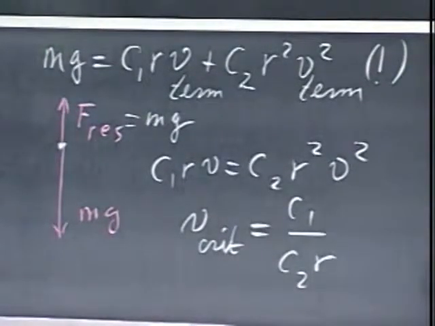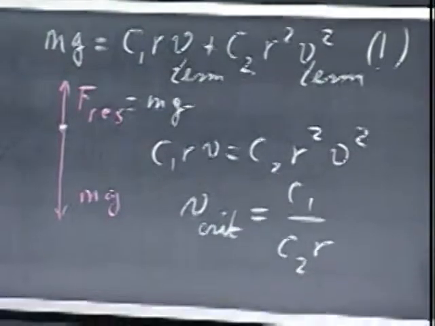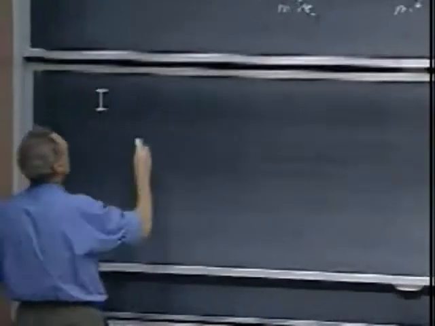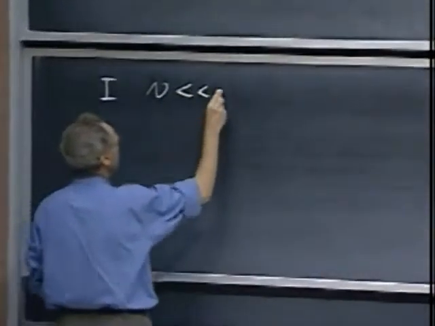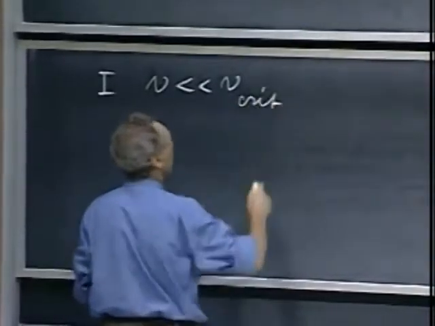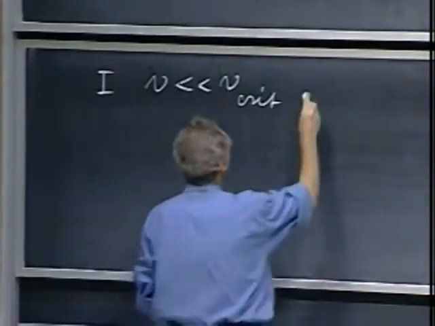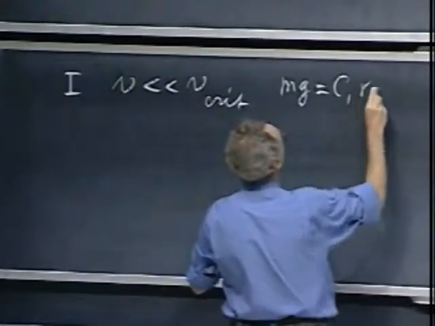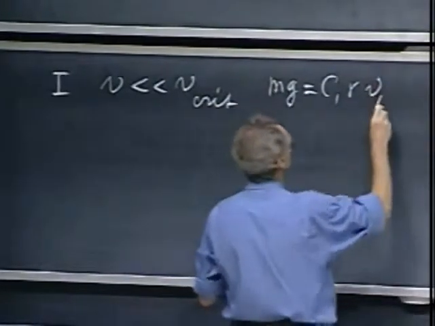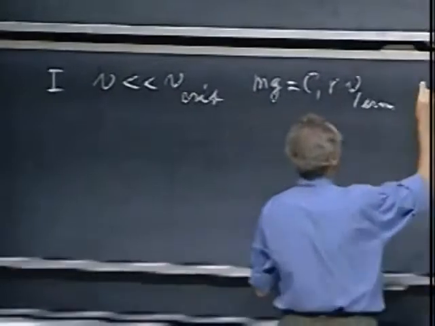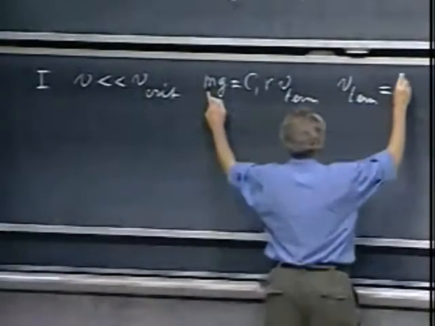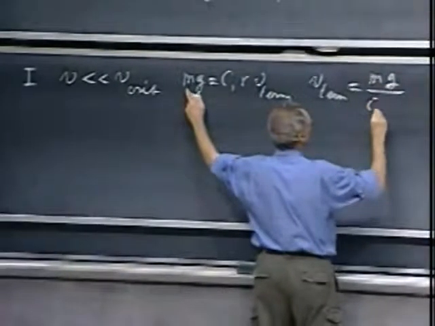Now we're going to make a clear distinction between the domains 1 and 2, the regimes 1 and 2. Regime 1 is when the speed is much, much less than the critical velocity. So we then have that mg equals c1 r v terminal, and therefore the terminal velocity equals mg divided by c1r.